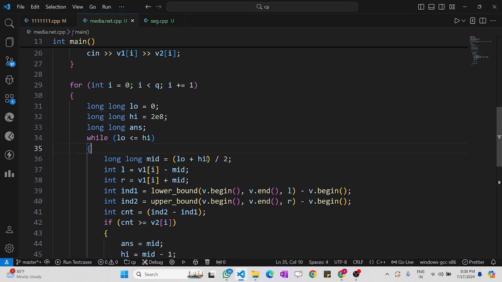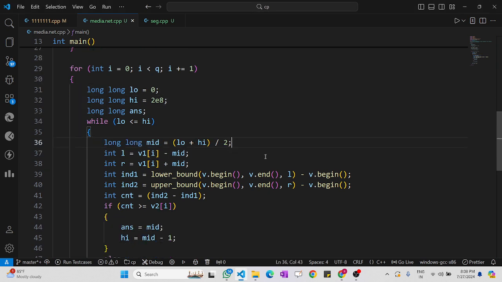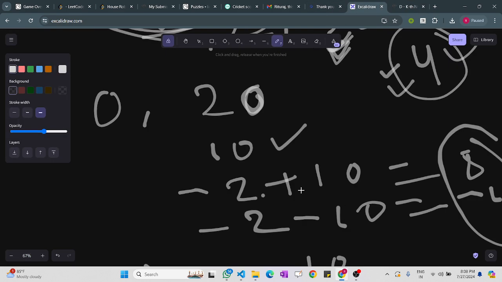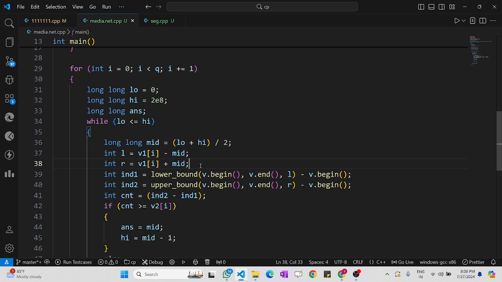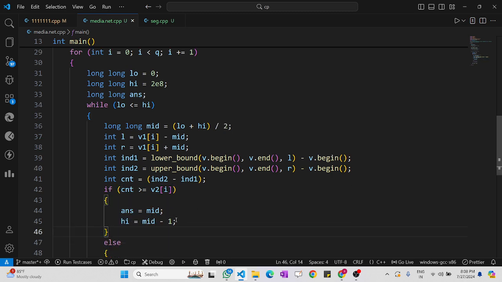Okay, so every time I will go and find the mid, and then I will claim that this mid is my answer, right? So what I will do, I will compute this L and R, which we are doing, we are finding minus 2 plus 10, minus 2 minus 10 every time. So that thing only I have done here. I have computed L and R, and then I will compute how many numbers of distance are in this range from L to R, and for that we can do lower bound and upper bound on L and R, right? And then we'll check if this cnt, that is the difference between ind2 and ind1, is greater than or equal to B2 of I or not.